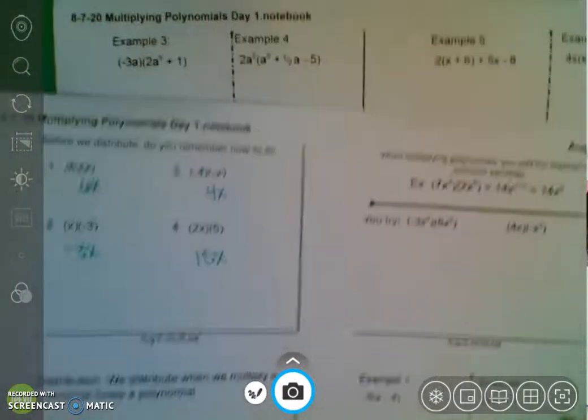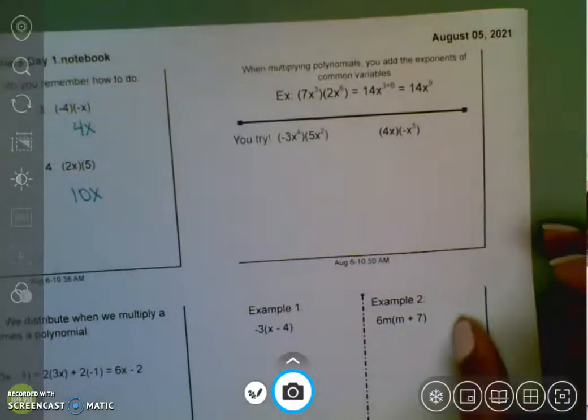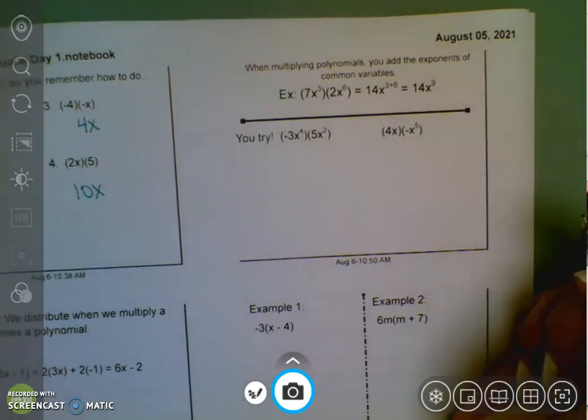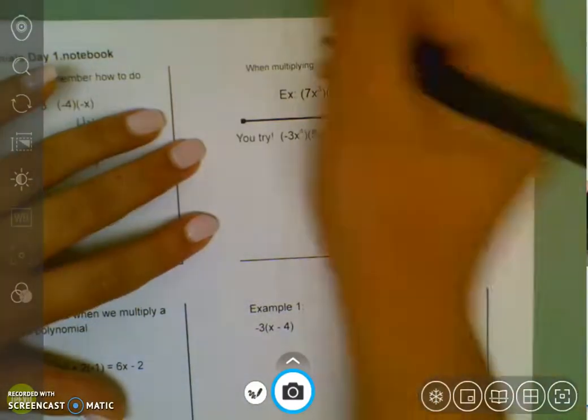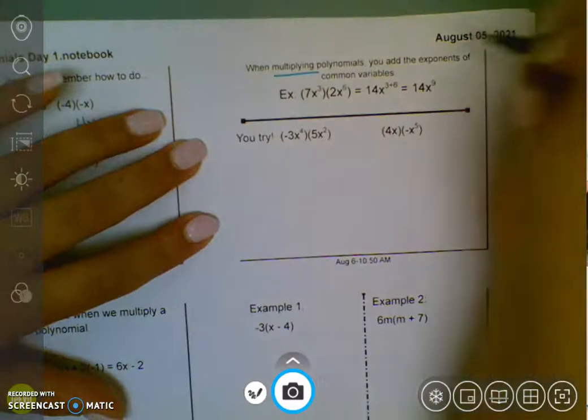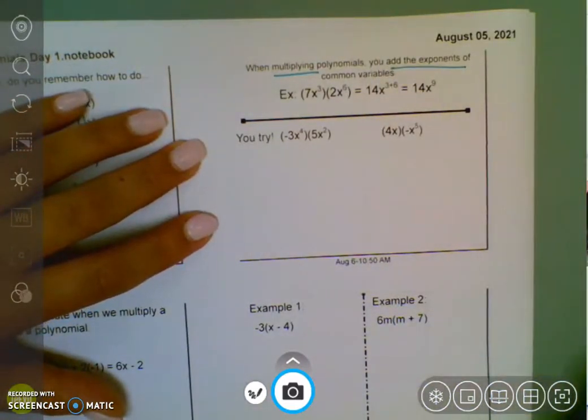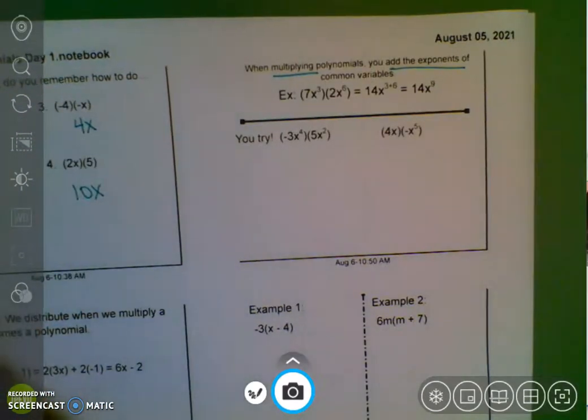Now for the lesson for today. So when you are multiplying polynomials, you add the exponents of the common variables. So notice how it says multiplying, you add the exponents. That's very important. So let me zoom in a little bit for you guys.